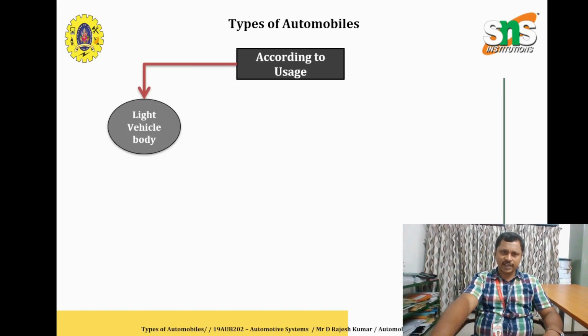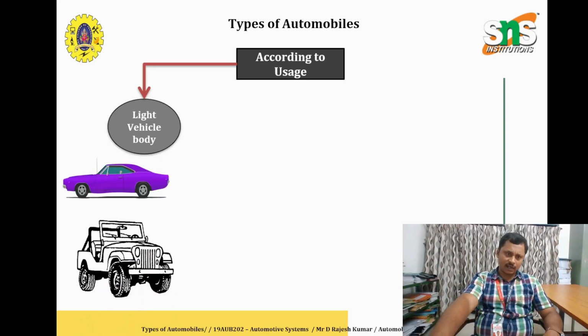According to the usage, the automobiles are classified into three different types. One is the light vehicle body. You can see here the light vehicle body means the segment where you can see the cars, jeeps, all kinds of things, SUVs, that is sports utility vehicle, and multi-utility vehicle.